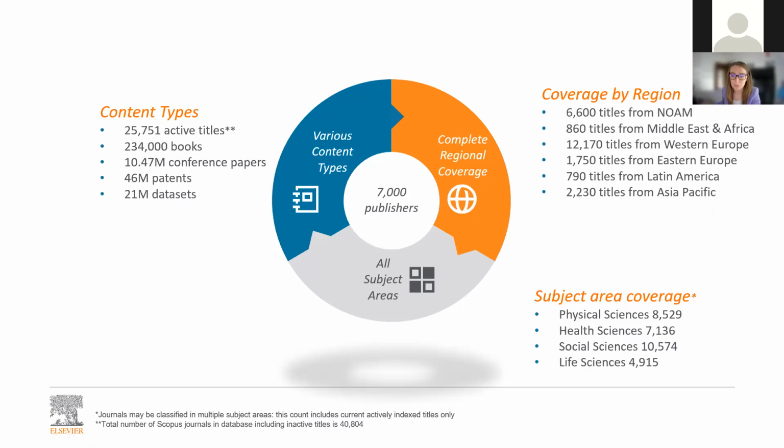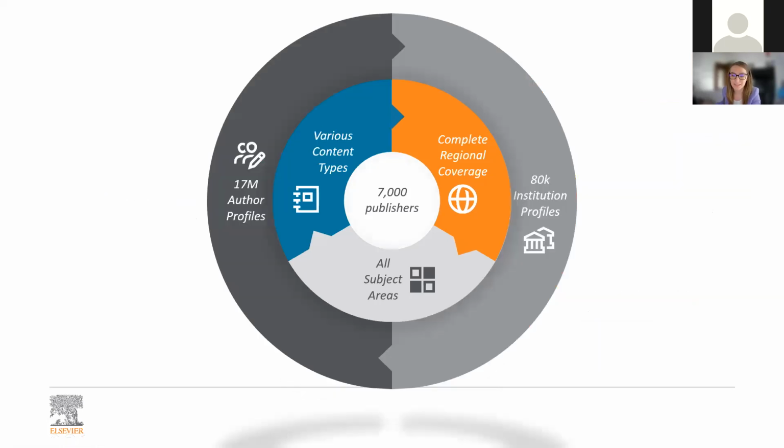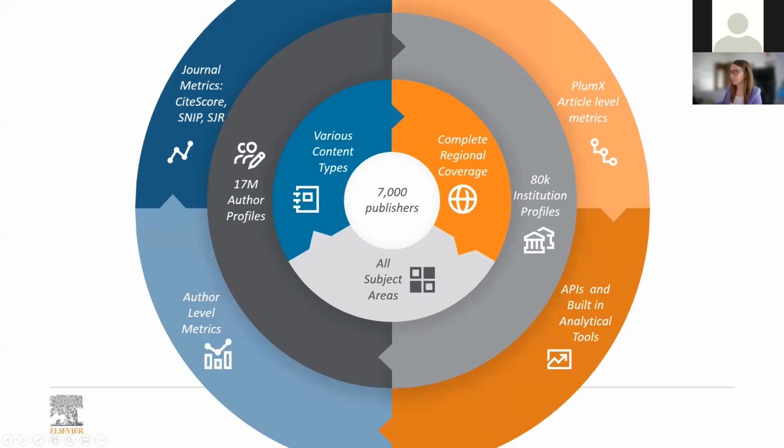We cover different subject areas, and here you have some examples like physical sciences, health sciences, social sciences, and life sciences. Based on documents that are coming from these journals, we create various content types. There are also the author profiles and institutional profiles. So basically, you can find here also the journal metrics for the journals that are indexed in Scopus. Plumx metrics, I hope that some of you remember last year I was talking actually about PlumX metrics. So they are also, of course, available in Scopus.